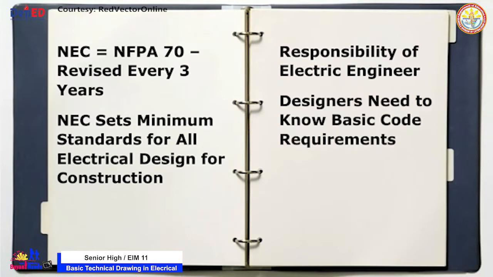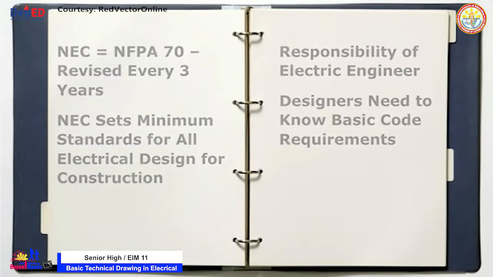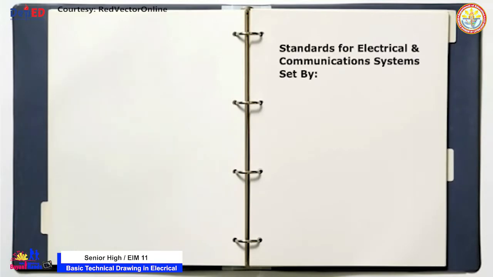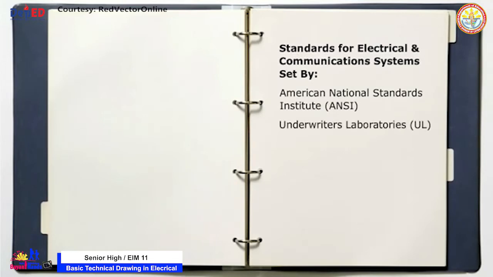However, since interior designers typically will specify the location of electrical outlets and fixtures, they need to know basic code requirements. For example, the NEC includes restrictions on the proximity of electrical components and plumbing. Standards for electrical and communications systems are set by the following: American National Standards Institute, National Electrical Manufacturers Association, Underwriters Laboratories. The Americans with Disabilities Act specifies mounting heights for outlets and fixtures in handicapped accessible spaces.